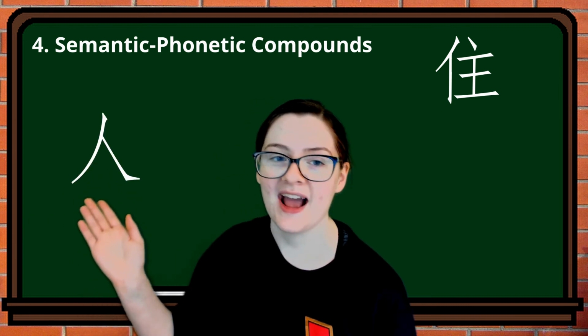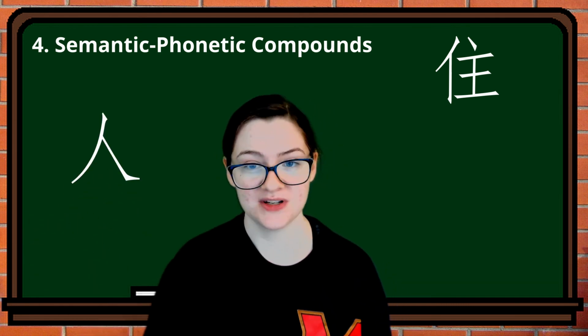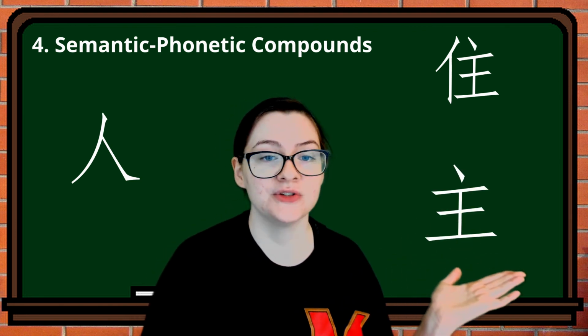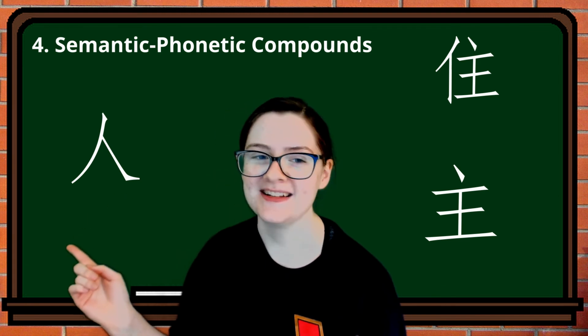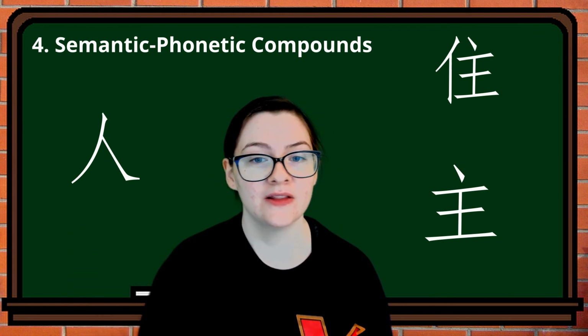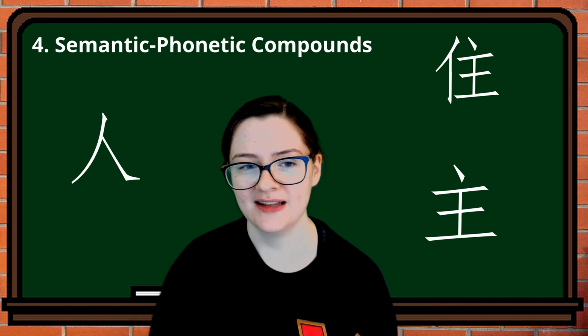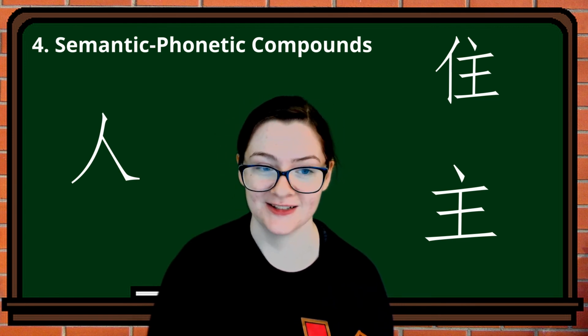On the left side, it has a radical, or part, which means person, while on the right side, it has a character read as 主, which means main. So while the left side hints the word relating to people, the right side has no connection with the meaning, instead only hinting at the pronunciation.